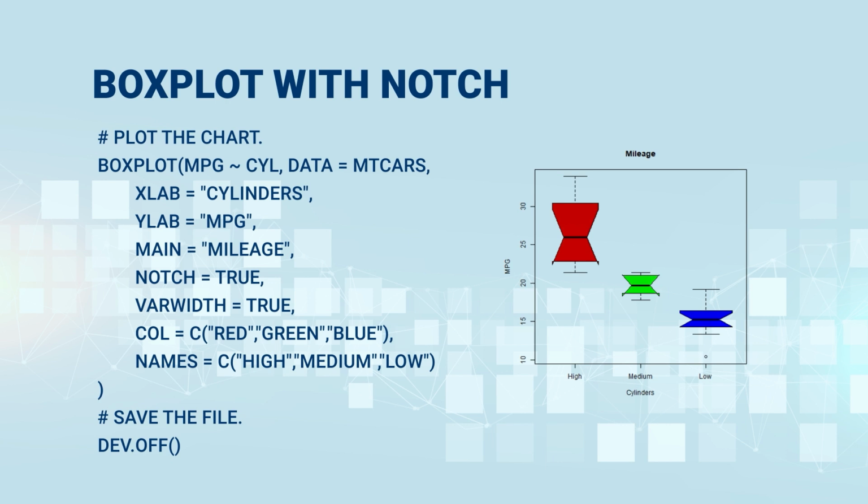So it is col followed by red, green, blue. So if there are 4 boxes there, you can set the color accordingly. Similarly, you can also assign labels towards the end there. Like high, medium, low, as you can see from the figure, you can also assign the labels at the end of it. By using simply names, and then you can again save this file by writing dev.off.